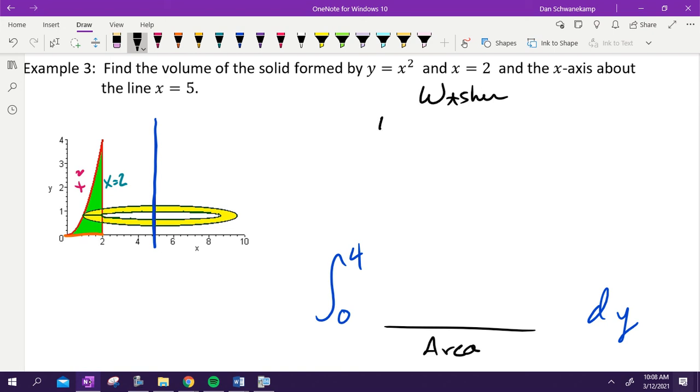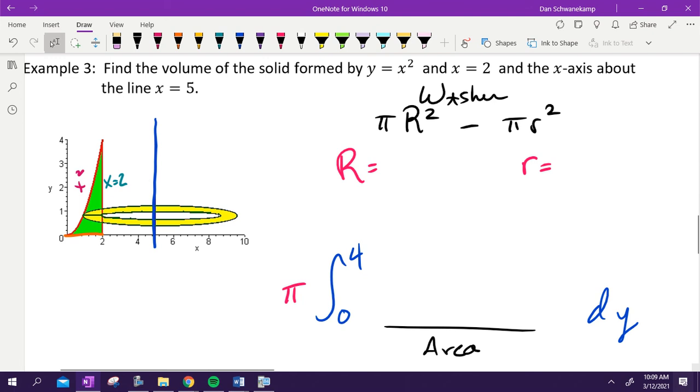To find the area of the washer, it is pi big R squared minus pi little r squared. Big circle minus little circle. We can obviously factor out a pi. And so all I have left to do is figure out what my big R is and my little r. Talk for a second with your neighbor. See if you can figure out those 2 things. Be careful. It is a dy problem.